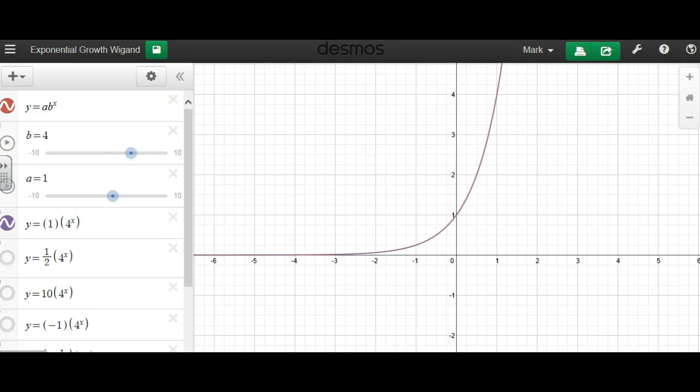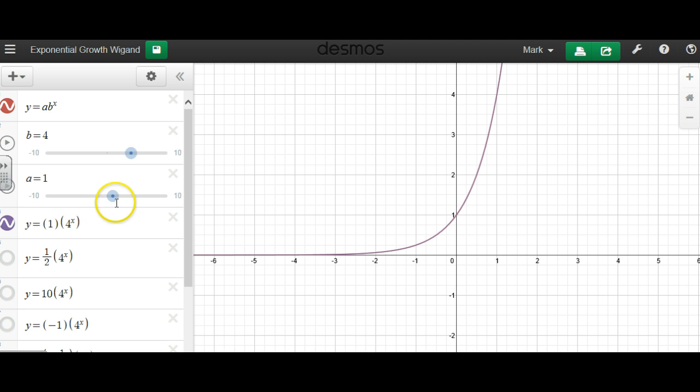Today we're going to look at exponential functions and compare different exponential functions to see how they change. Essentially, we're looking at an exponential function in the form of y equals a times b to the x power. The graph that we're looking at right here is y equals 1 times 4 to the x power. So a is 1 and b is 4.